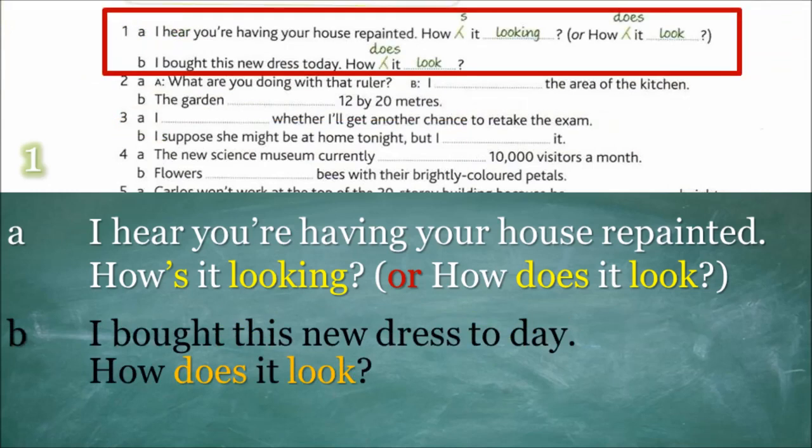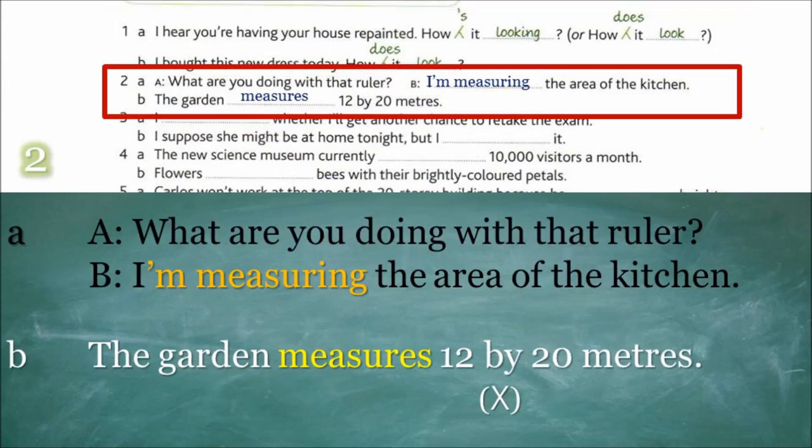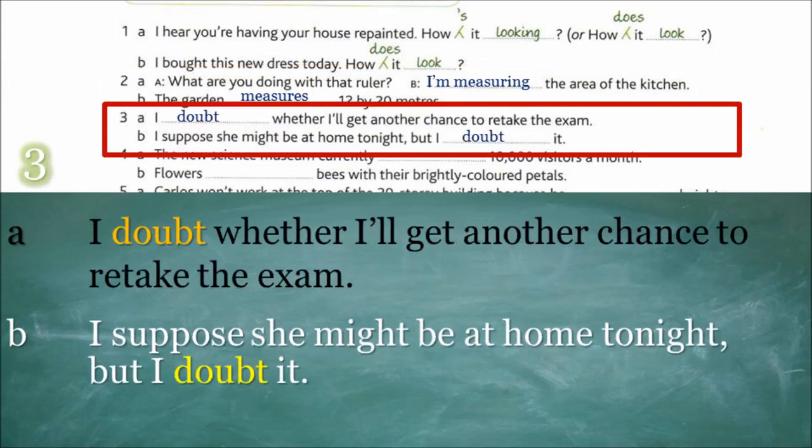I hear you're having your house repainted. How's it looking? Or, how does it look? I bought this new dress today. How does it look? What are you doing with that ruler? I'm measuring the area of the kitchen. The garden measures 12 by 20 meters. I doubt whether I'll get another chance to retake the exam. I suppose she might be at home tonight, but I doubt it.